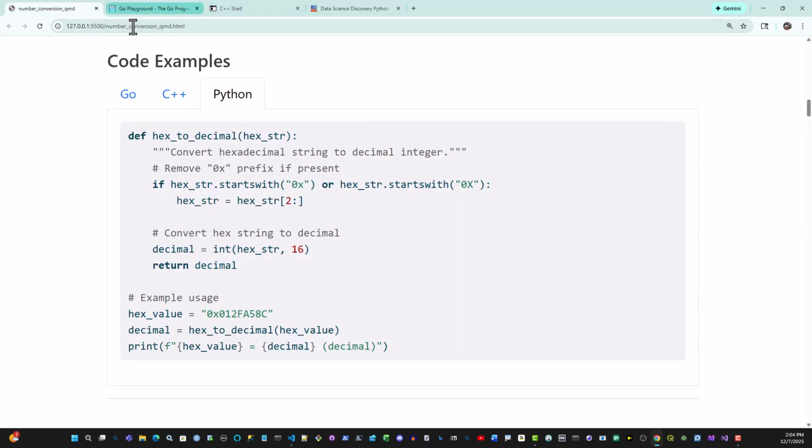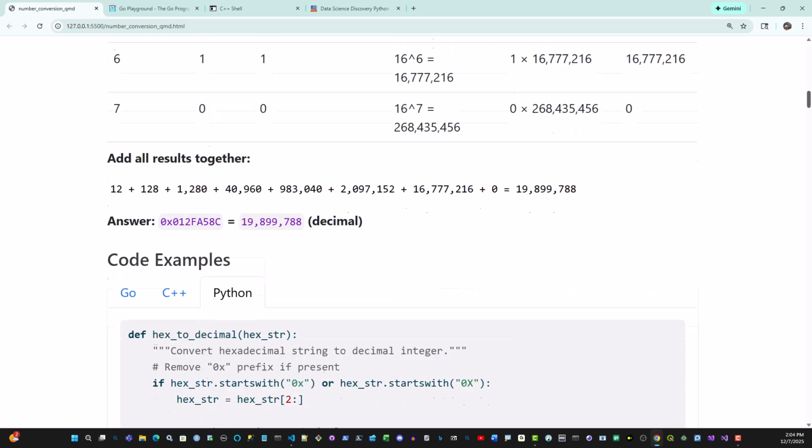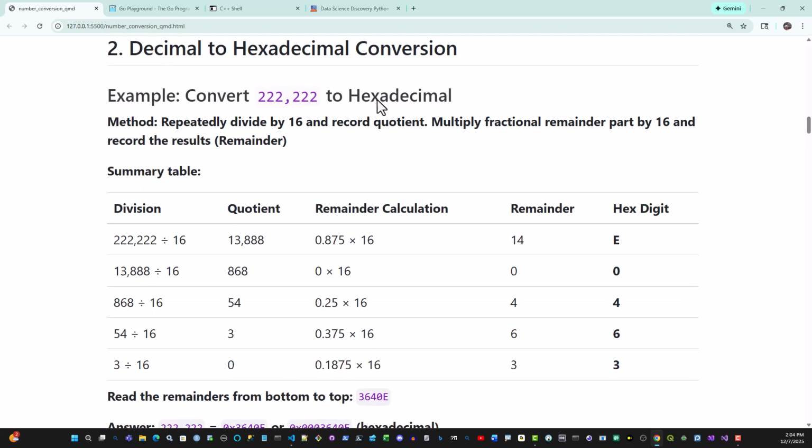So that's how you can run the code snippets that I provide you with in these documents. I'm not going to go through the other examples. You can do that yourself. But I just want to show you how you can actually test this out and try some other combinations, if you will. So the next one then is decimal to hexadecimal.